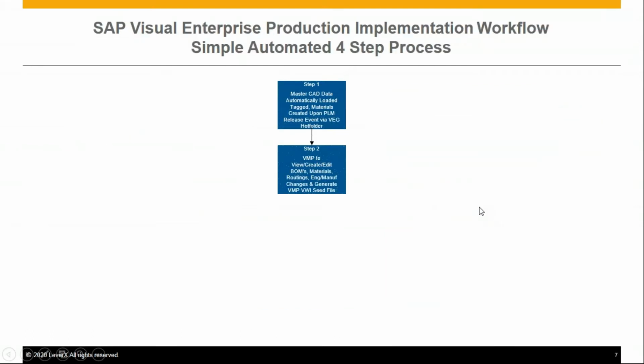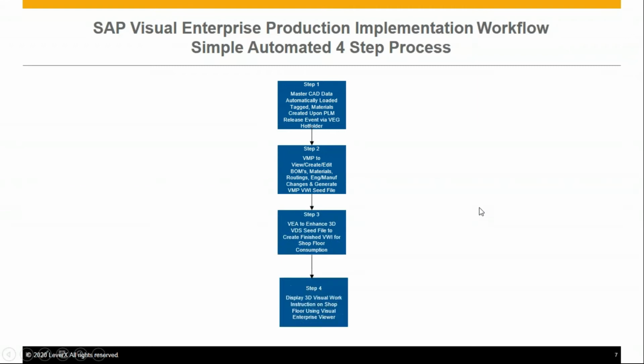So what we're going to be demonstrating today is a simple 4-step process. So we're going to take your master CAD data in step 1, and it's going to be automatically loaded and tagged with the metadata. Materials are going to be automatically created. And this all happens upon a PLM release event via the VEG, Visual Enterprise Generator hot folder. In step 2, Phil's going to show us how Visual Manufacturing Planner can view, create, edit a BOM. And remember, a good example was an engineering bill of materials to a manufacturing bill of materials.